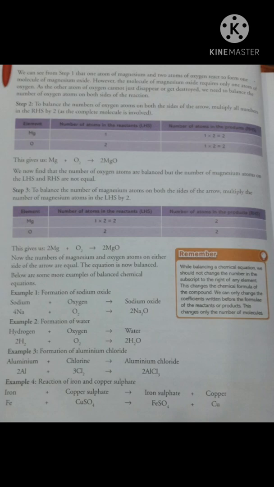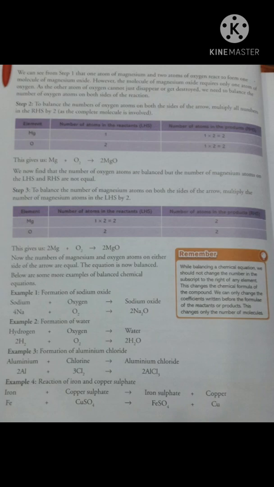Now children, we can see from step 1 that one atom of magnesium and two atoms of oxygen react to form one molecule of magnesium oxide. However, the molecule of magnesium oxide requires only one atom of oxygen, as the other atom of oxygen cannot just disappear or get destroyed. We need to balance the number of oxygen atoms on both sides of the reaction.